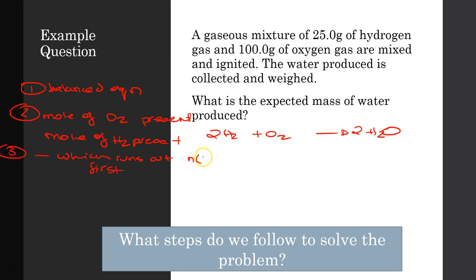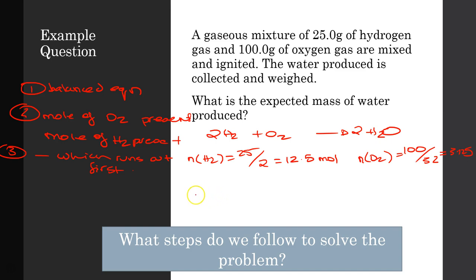We can work out the number of mole of hydrogen. Whoops, getting ahead of myself. Number of mole of hydrogen is going to be equal to 25 divided by 2, because it's H2 gas, which is going to be 12.5 mole. Our number of mole of oxygen is going to be equal to 100 divided by 32, because again we've got O2, which is equal to 3.125 mole.